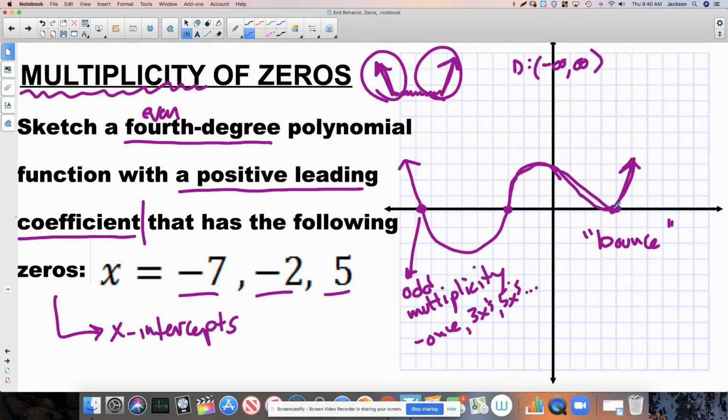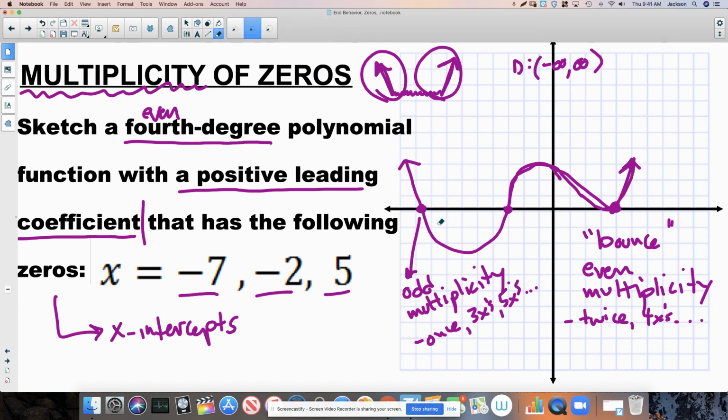When it bounces, we say that this zero has even multiplicity. We'll talk about what this looks like in the function itself in a different video. Just understand that a bounce off the x-axis means the zero happens an even number of times. That means it could count as a zero twice, or it could count as a zero 4 times, and so forth.